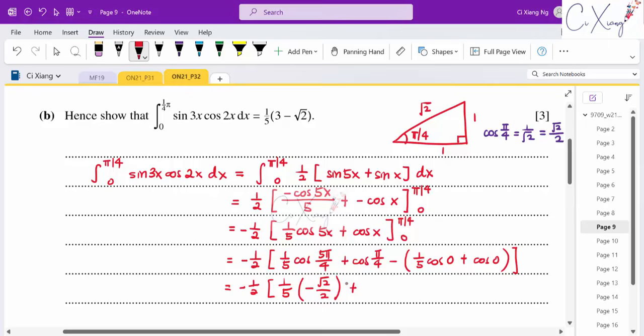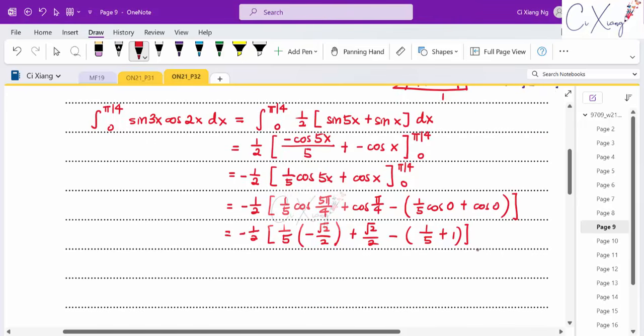Okay, then plus cos pi over 4. So the value for cos pi over 4 will be square root 2 over 2. Then substitute 0 inside. You have 1 over 5 here. Cos 0 is 1. Then another cos 0 here is 1 also.